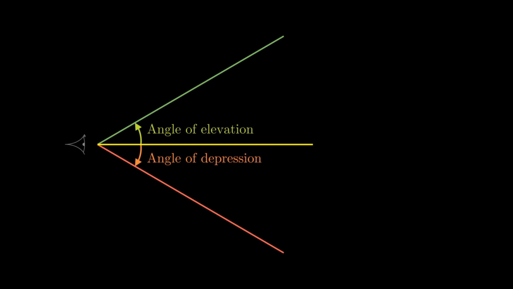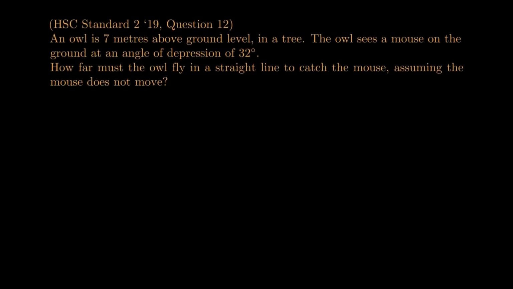And again, the most important thing is that these angles are always measured from horizontal. Elevation goes up, depression goes down, but honestly, even that doesn't matter as much as just understanding that we build these angles from the horizontal, from a line of sight going straight across from left to right. So here's a quick example of this in action.